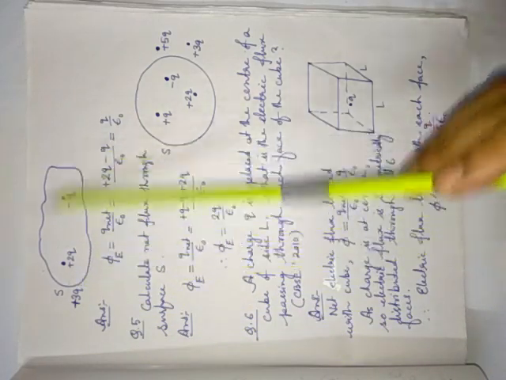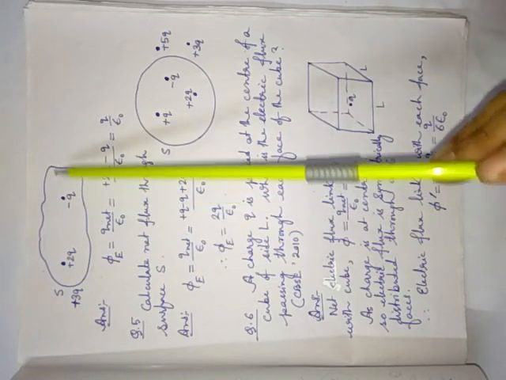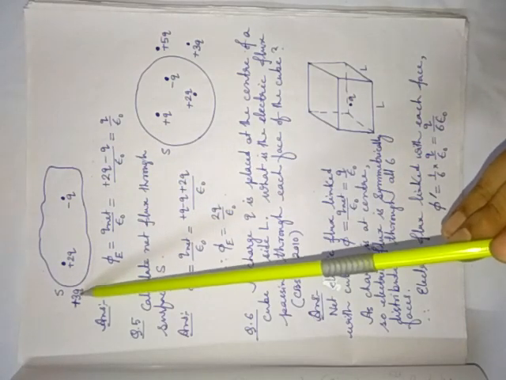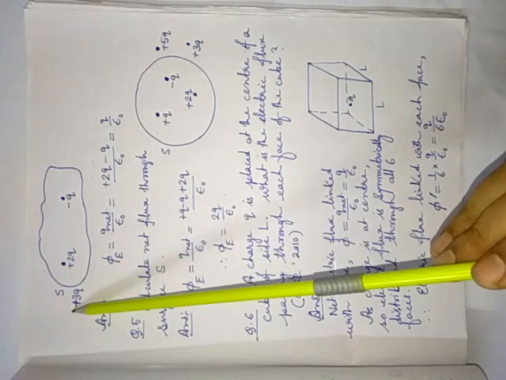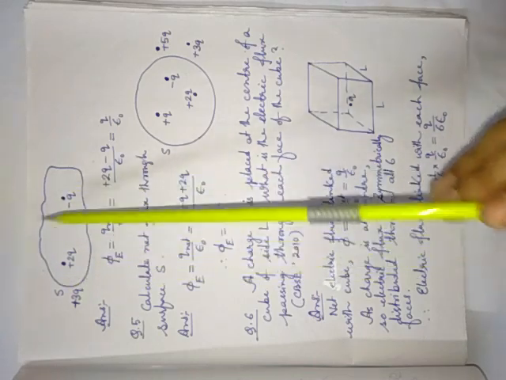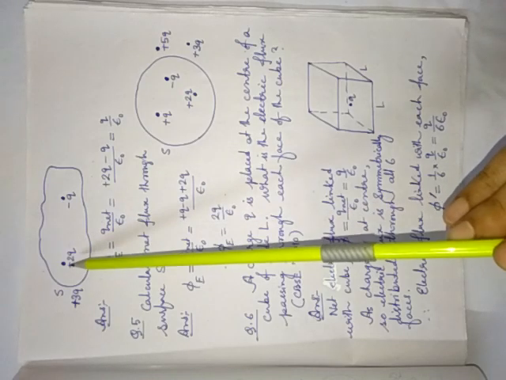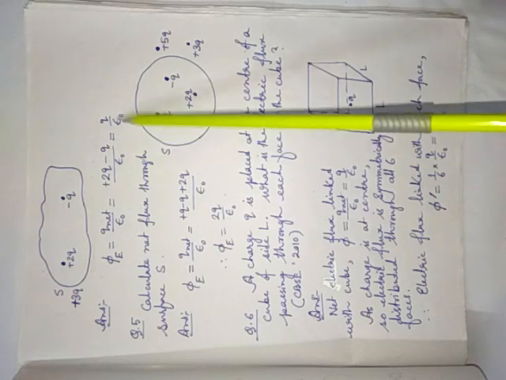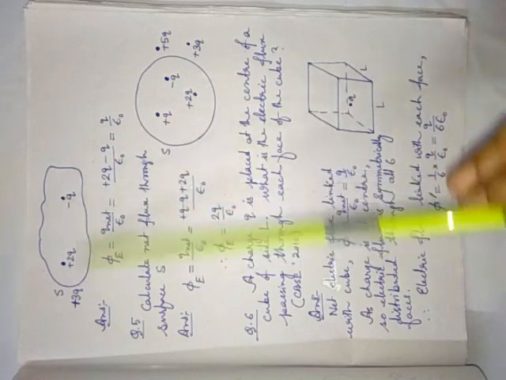This is an irregular shape, no problem at all. This is a closed surface S. See here, these are the charges. Plus 2q and minus q are inside the closed surface S, and plus 3q is outside. That's why we don't have to consider plus 3q. Whatever charges are outside the closed surface S, we don't have to consider. Only the charge present inside the closed surface we have to consider. That means phi is equal to q net by epsilon naught. Q net equals plus twice q minus q. That means you will get q by epsilon naught. So only q by epsilon naught flux will be there.